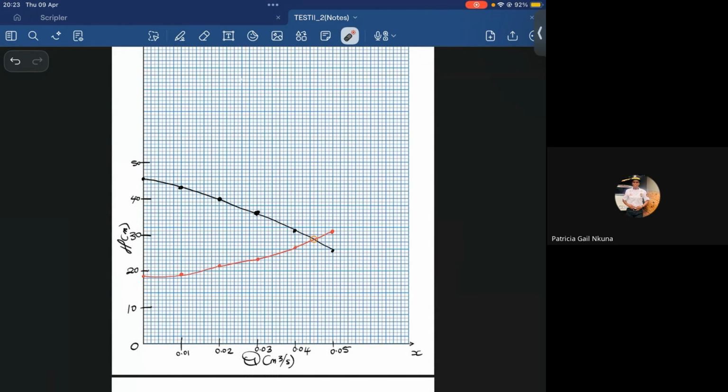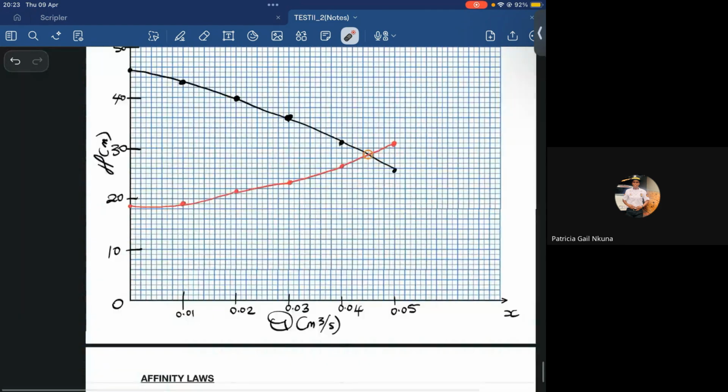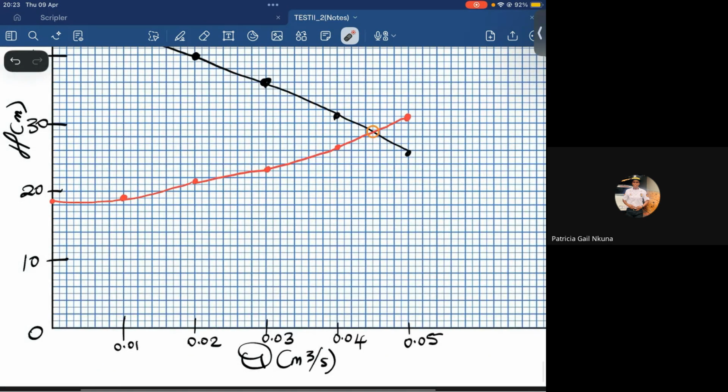So from our working point, we're going to determine the volumetric flow rate along the x-axis and the head of the pump, or rather the height of the pump, along the y-axis. So the volumetric flow rate in this case will be somewhere here.